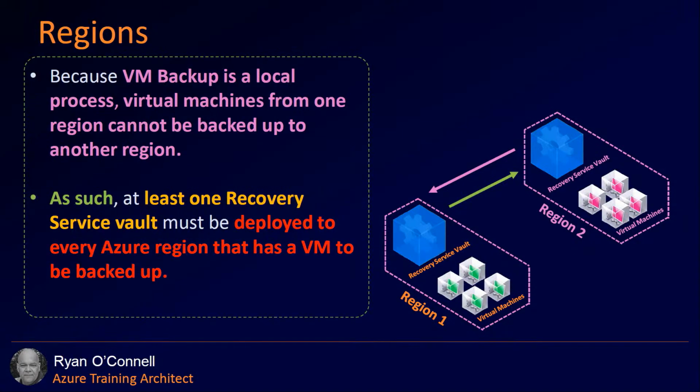So if we had VMs in region 1 and we tried to back them up to region 2, it won't work because we need to have a Recovery Service Vault in region 2, and vice versa. If we had virtual machines in region 2 and we wanted to back them up into region 1 and we didn't have a Recovery Service Vault, we wouldn't be able to back them up. So if you've got virtual machines in different regions, you need to create a Recovery Service Vault first before you can back up those virtual machines to those different regions.